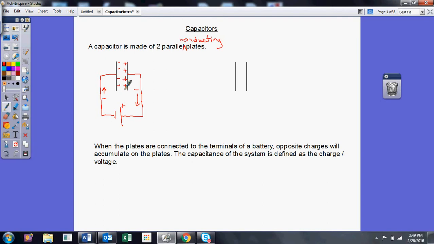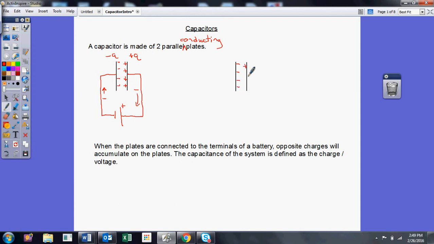Eventually there is a maximum amount of charge that can be stored on the plate. So you have a current for a while, but it doesn't last forever. And so we end up with a charge here, and we say the charge on this plate is minus Q, and the charge here is plus Q. So when we say that Q is the charge on the capacitor, that is the amount of charge on each plate.